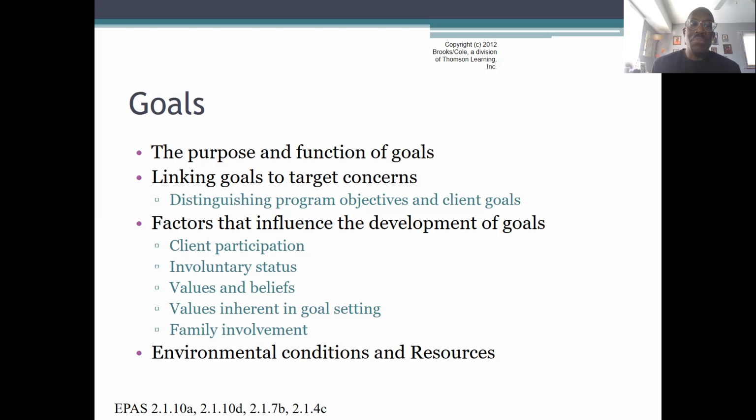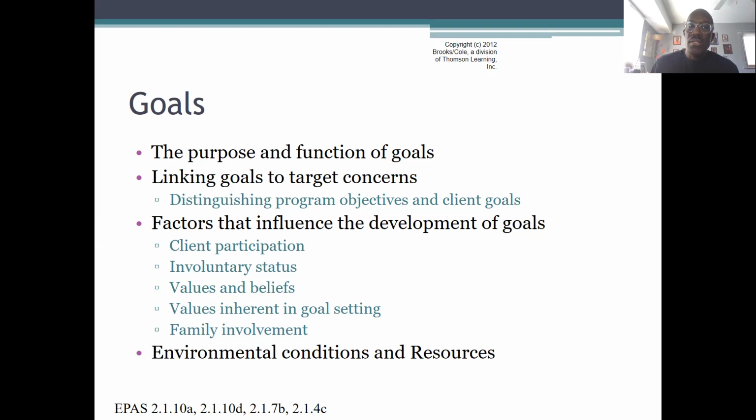So the goal planning piece is very, very important. Again, the purpose of goals is to really distinguish the program objectives and the client's goals. So what is it that we're actually trying to do? What is it that you as a social worker is helping that client try to do? There's some factors that influence how these goals get developed, and they're here below.